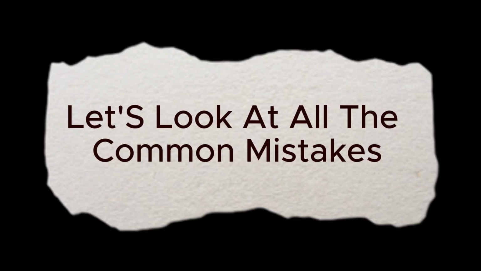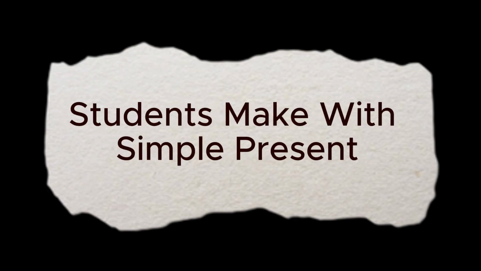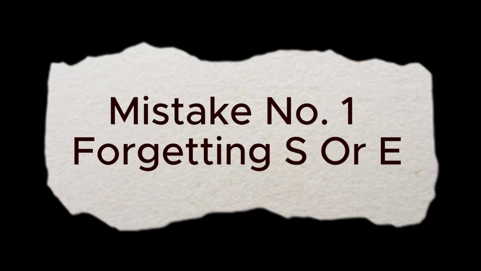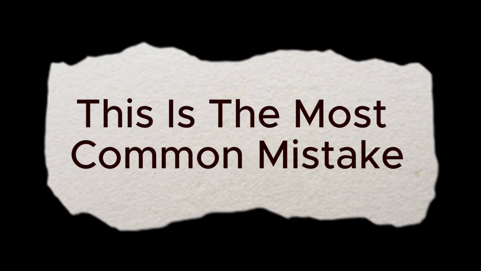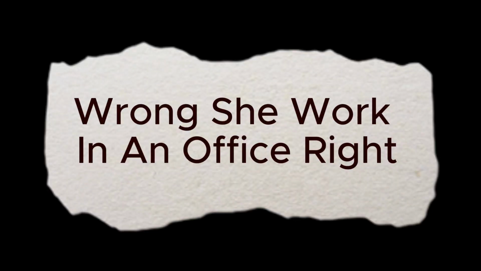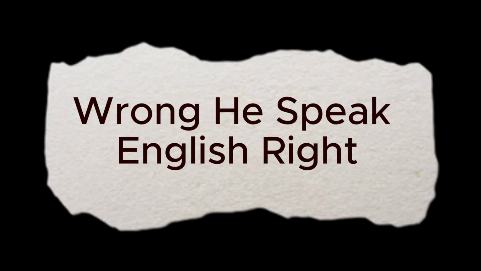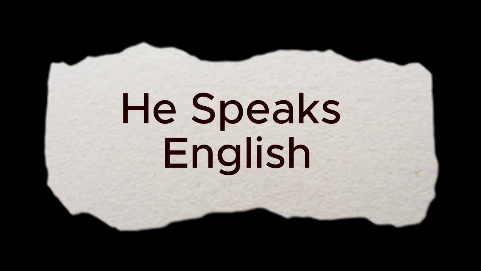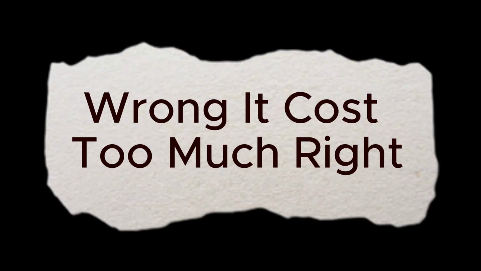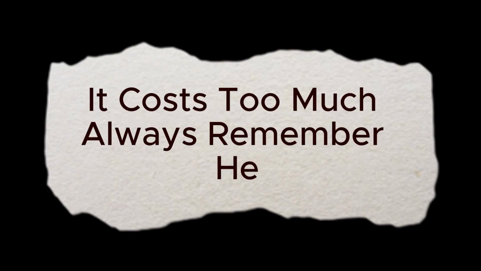Common mistakes with simple present. Let's look at all the common mistakes students make with simple present so you can avoid them. Mistake number 1: forgetting S or ES for he, she, it. This is the most common mistake. Wrong: she work in an office. Right: she works in an office. Wrong: he speak English. Right: he speaks English. Wrong: it cost too much. Right: it costs too much.